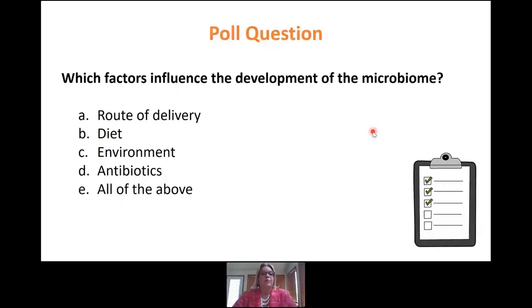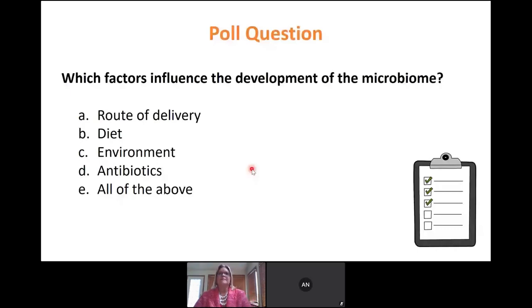So another poll question for you. Which factors influence the development of the microbiota? Route of delivery, diet, environment, antibiotics, or all of the above? Okay, so where are we with the numbers? We're at 93%, all of the above. Very good.